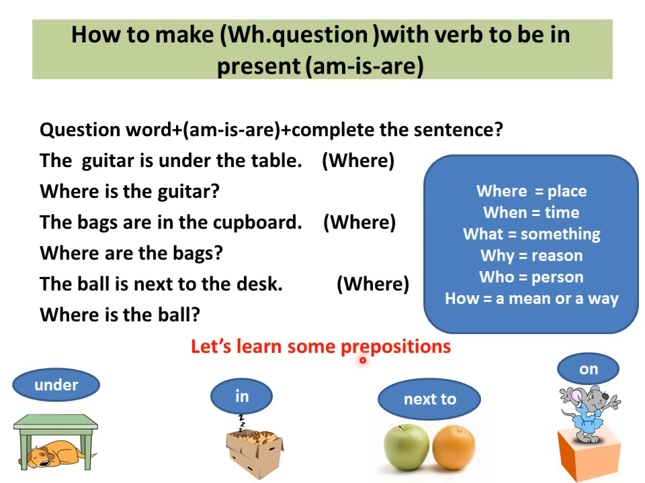Let's learn some prepositions together. Under. Where is the dog? It's under the table. In. Where is the cat? Yes, in the box. Next to. The green apple is next to the orange. On the box. The rat is on the box.